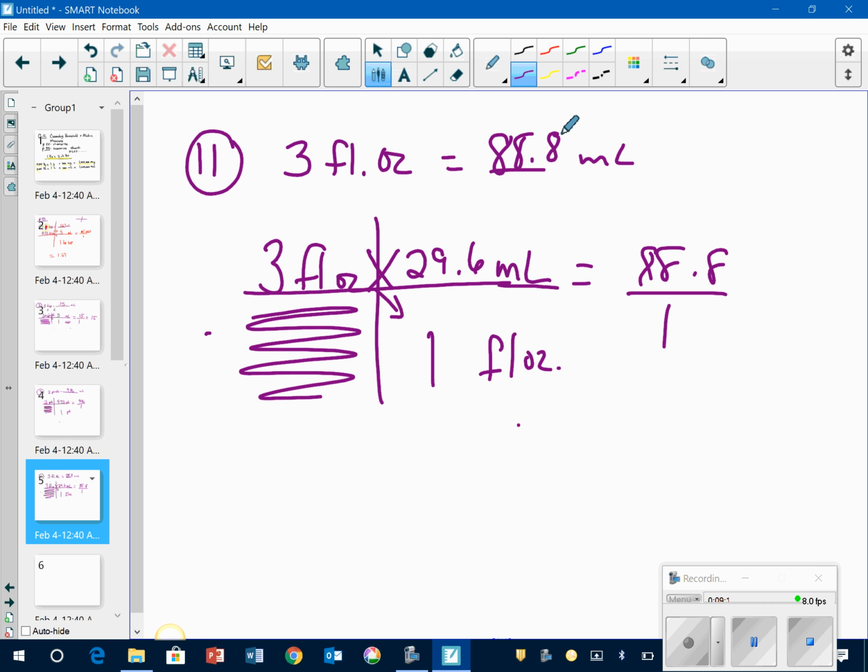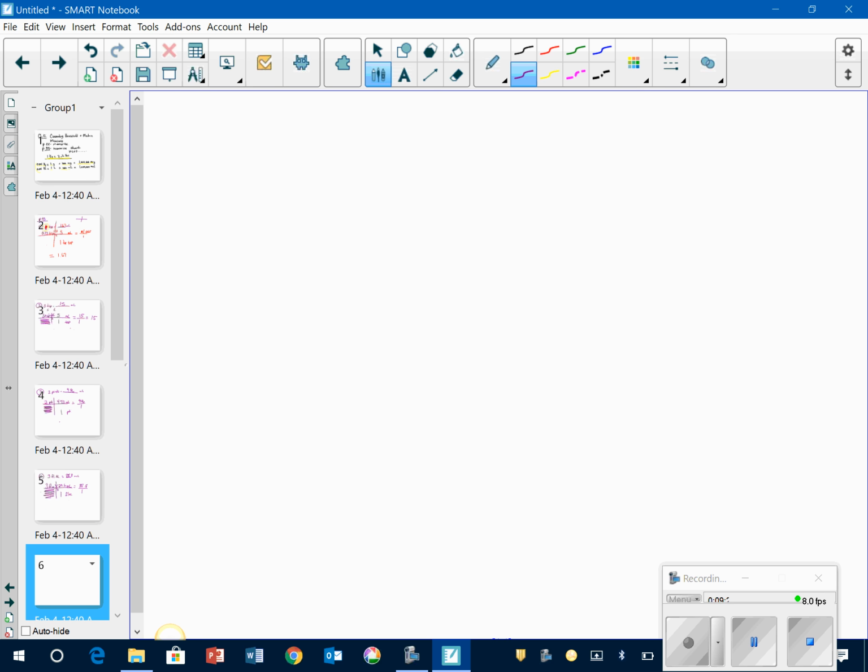Now, some of these are doing the easy cross, just the one cross. Sometimes you may need to make this cross several times, so I'm going to give you two examples of that. Number 33, you have 0.908 kilograms is equal to how many pounds?